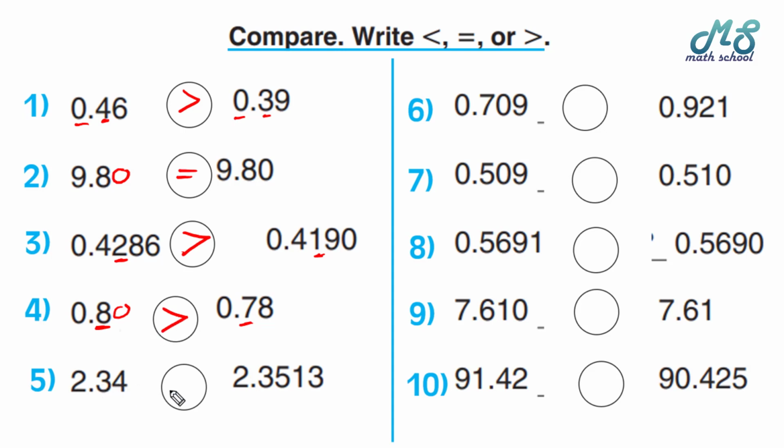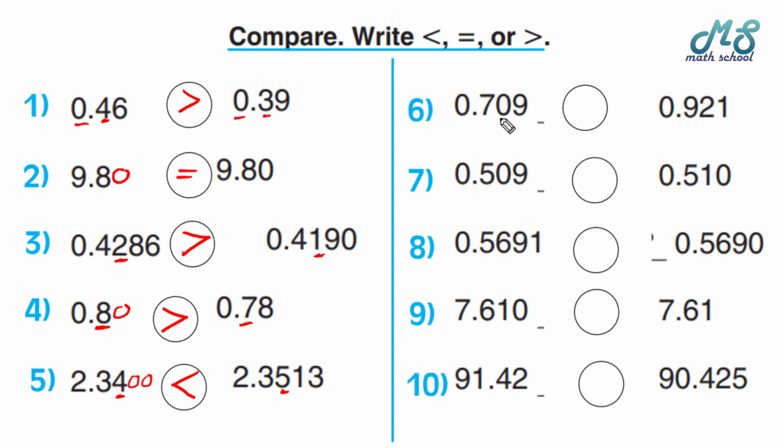Next, two decimal places, 4 decimal places, so you have to insert 00. 2, 2, they are the same. 3, 3, they are the same. Look at the 100th place, 4 and 5. 4 is less than 5, so the left hand side is less than the right hand side.